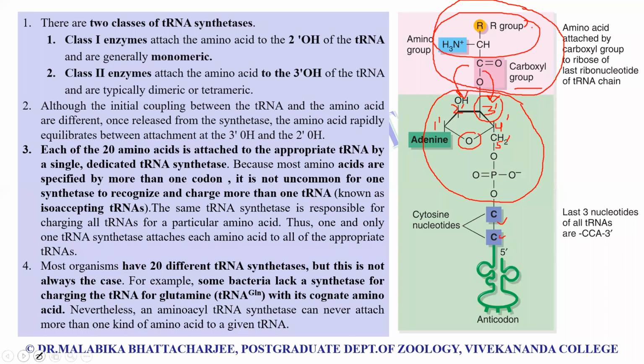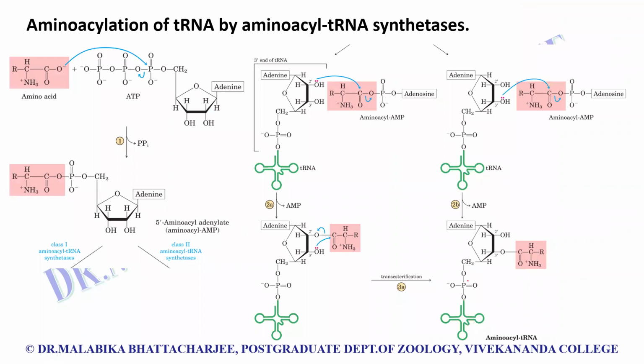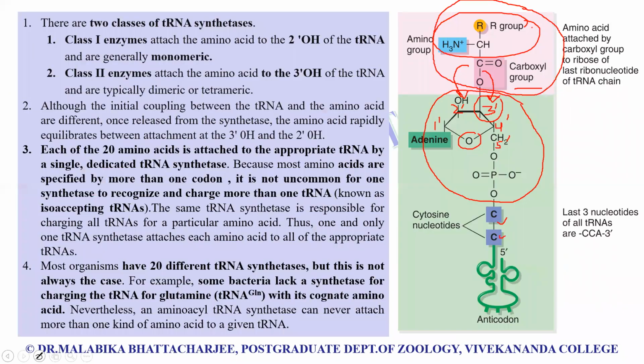There is one picture. I will not get into the details of the chemistry, but you can see here, this is the adenine, and you can see the amino acid has been attached to the 2' end. And this is again the adenine, and you can see the amino acid has been attached to the 3' OH. So if it is attached to the 2' OH, the synthetase is known as class 1 enzyme. And if the amino acid is attached to the 3' OH, the synthetase is known as class 2 enzyme. Now, let's get back to the previous slide.